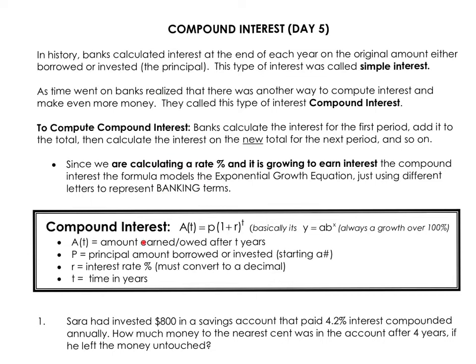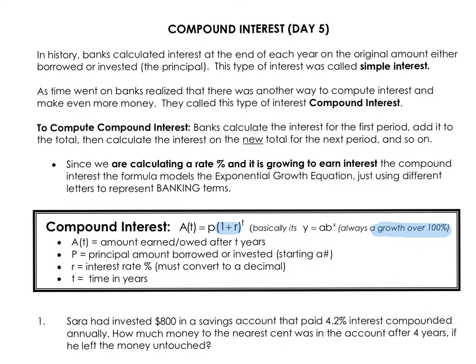So the compound interest formula is A of t equals P, and then in parentheses 1 plus r, to the t power. That's very similar to y equals a b to the x power, because when we talk about this interest, it's always going to be growth. So when we're talking about growing, it's going to be over 100%. So that's where that 1 plus r comes from.